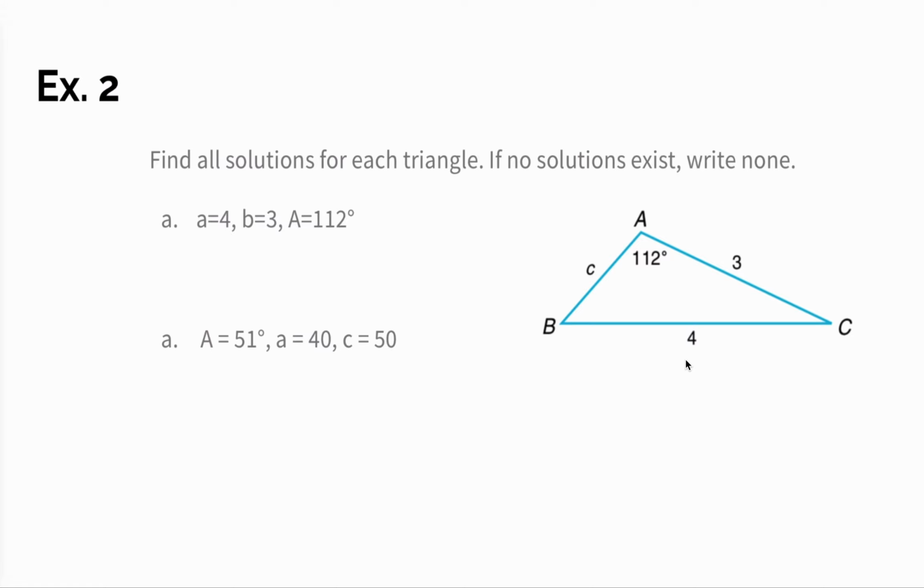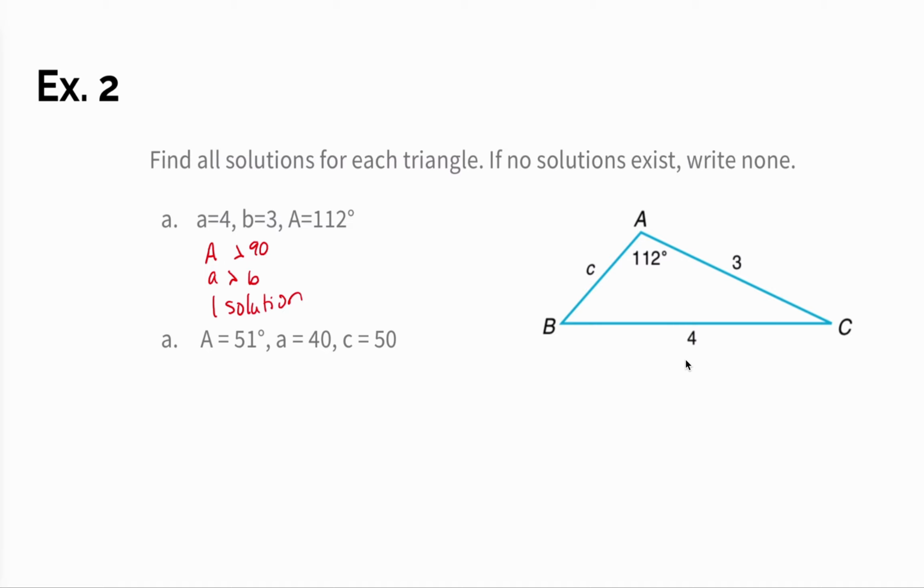Find all solutions for each triangle. If no solution exists, write none. So let's first figure out how many solutions there are to this triangle. So A is greater than 90 degrees. So that means go to step 4. A is greater than B. There is one solution. And we do love it when there's one solution. So if there's only one solution, then we just have to straight up use the law of sines the way that we know that it works.